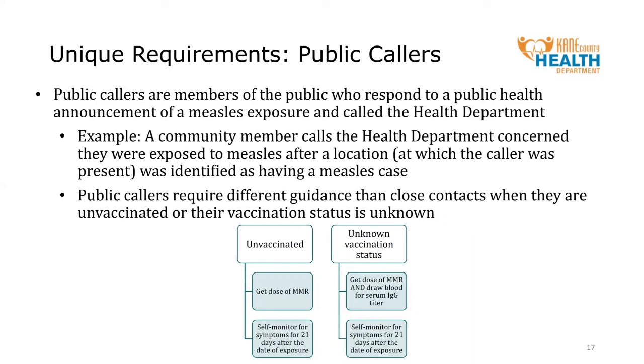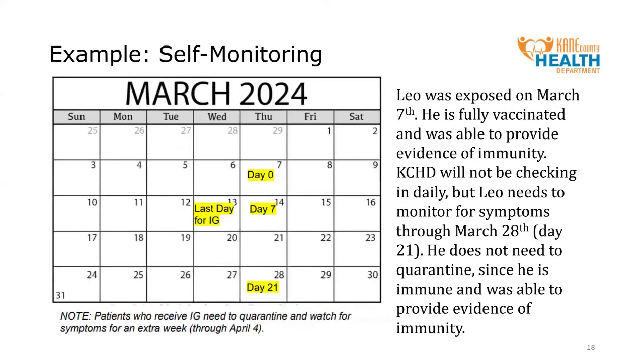In summary, regarding requirements of a close contact or public caller, please refer to the measles contact tracing algorithm, which provides clear guidance organized by immunization status. Let's apply what we've learned about symptom monitoring requirements with a few examples. First, let's go over an example of a contact that requires self-monitoring for symptoms.